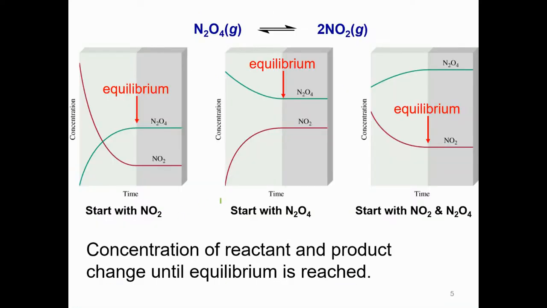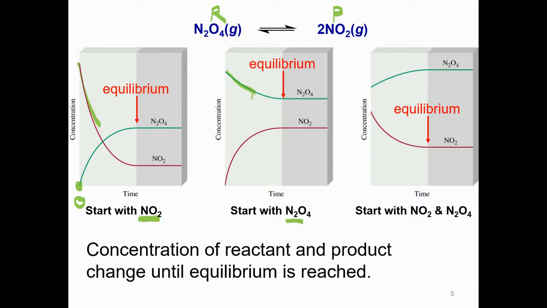Now let's look at another one. Let's say I label this as the reactant and NO2 is the product. When I start, let's look at this one. This one means that it starts with the product. When it starts with the product, initially it is 0, so it will increase. Then N2O4 is the reactant, so the reactant will slowly decrease. Now next one, if we start with N2O4, it will slowly decrease.